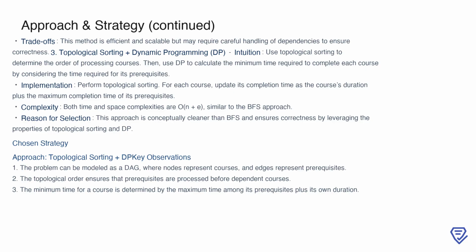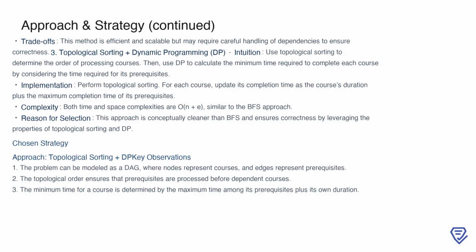This is achieved by iteratively adding the course's duration to the maximum completion time of its prerequisites. With a complexity of O(n + e), this approach mirrors the efficiency of the BFS method but offers a conceptually cleaner implementation. By leveraging the properties of topological sorting in DP, we can ensure correctness while avoiding the need for additional bookkeeping. The chosen strategy is therefore topological sorting combined with DP, as it aligns perfectly with the problem structure.